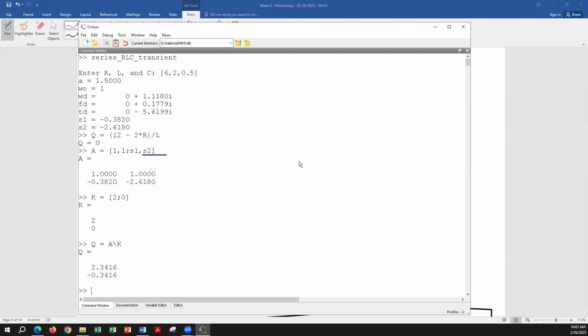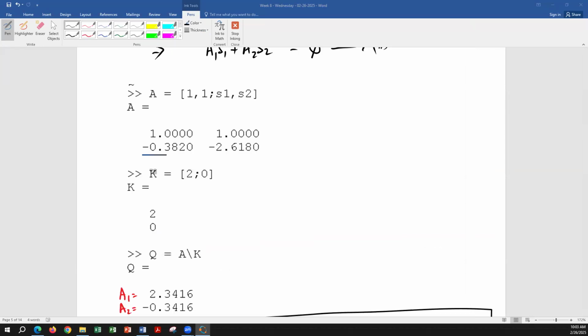Okay. All right. Let me make sure that I have R over 2L, 1 over square root of LC. Yeah, I think this is okay.